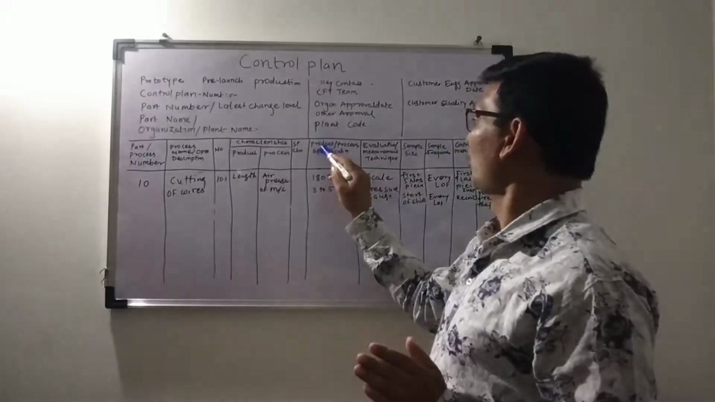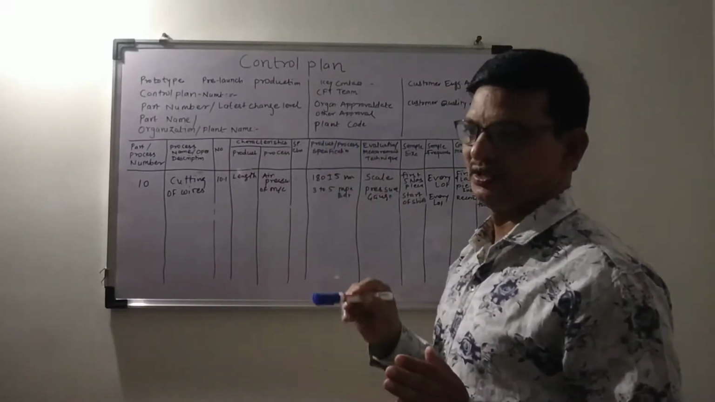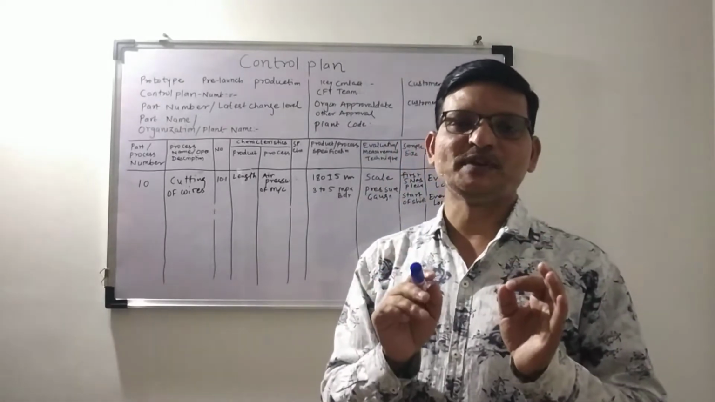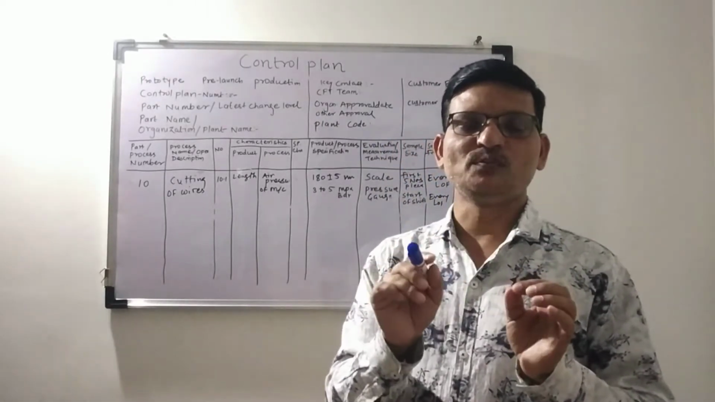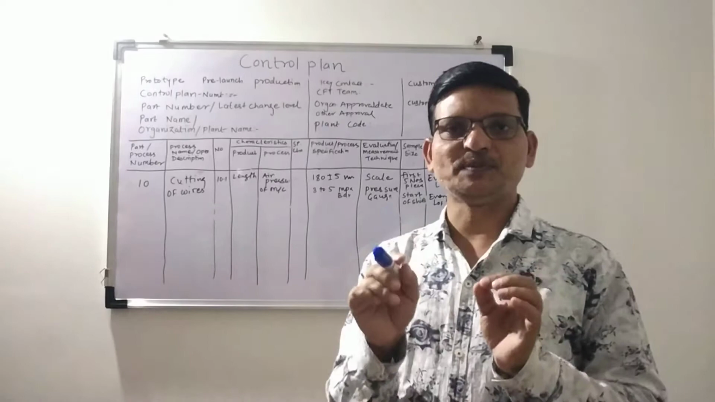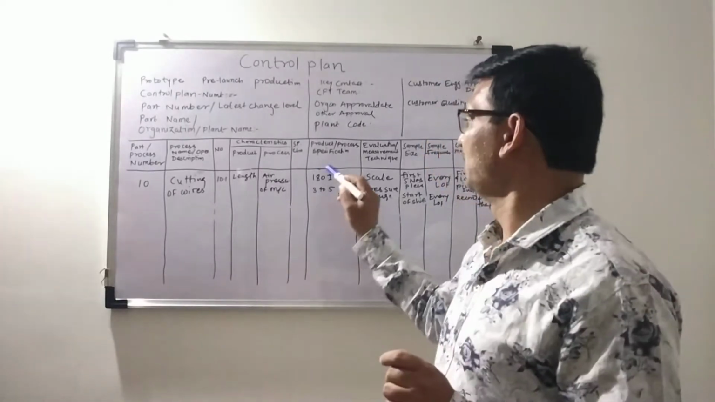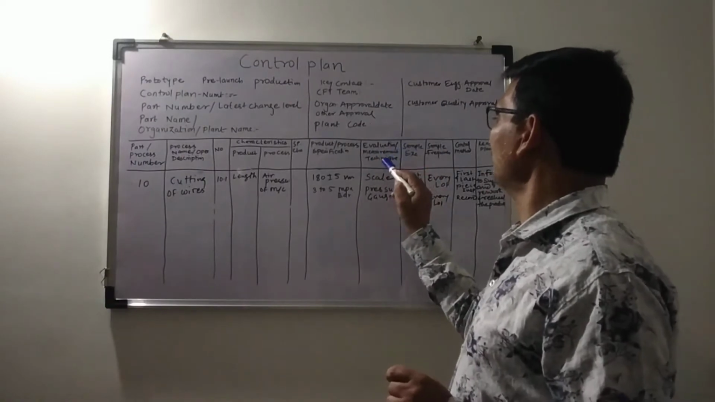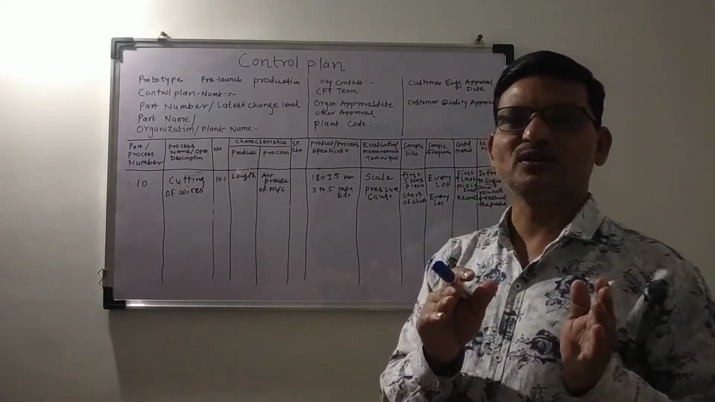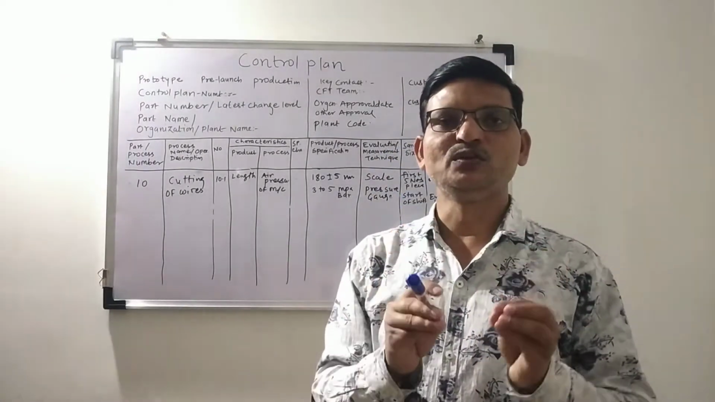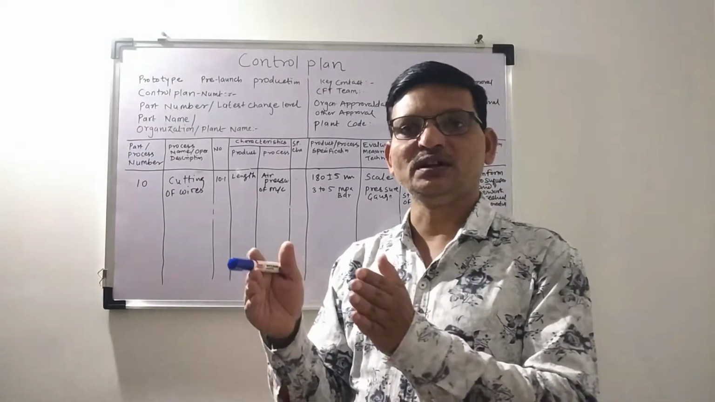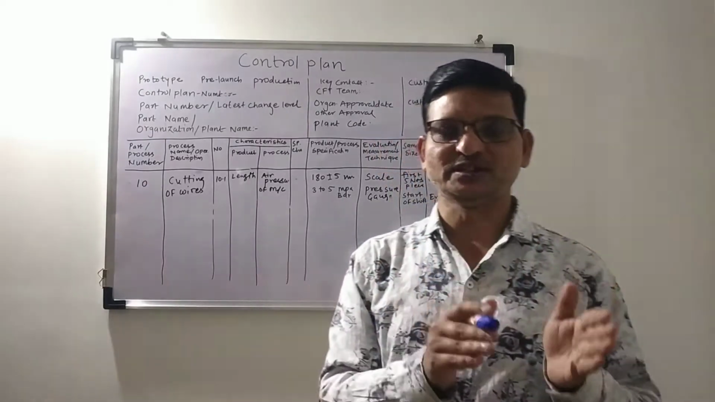Next, product/process specification. So in product/process specification, the details of the drawing or process parameters are mentioned in that column. After that, evaluation/measurement technique. Evaluation/measurement technique includes the instrument which is used for checking the parameter or checking the specification.